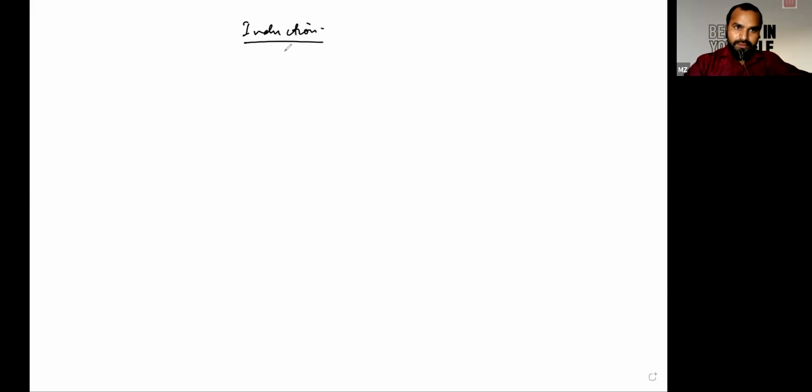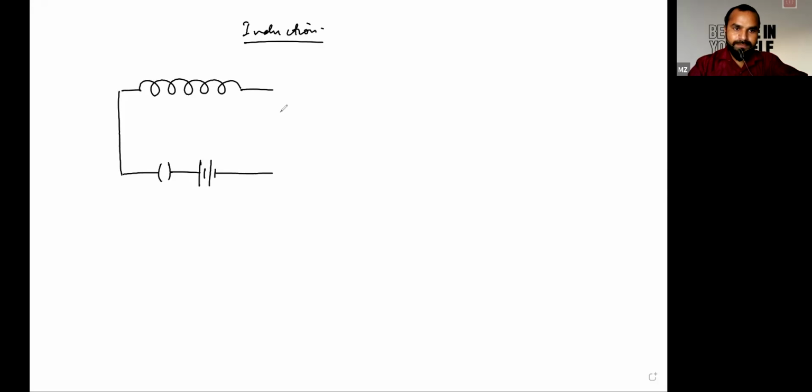Okay, the induction actually means, suppose you have two different coils. Coil means any solenoid, and you are providing a DC source in that particular coil, through a battery like this. There is a key. When the switch is off in this particular situation, whether any current will flow in this particular loop or not.